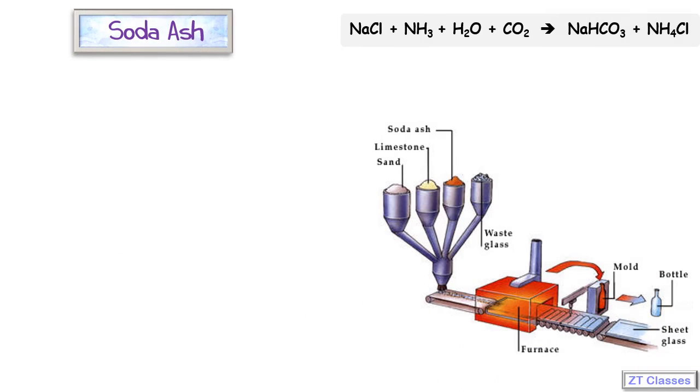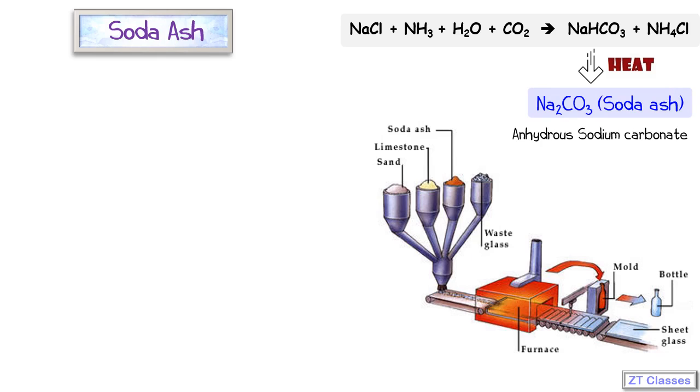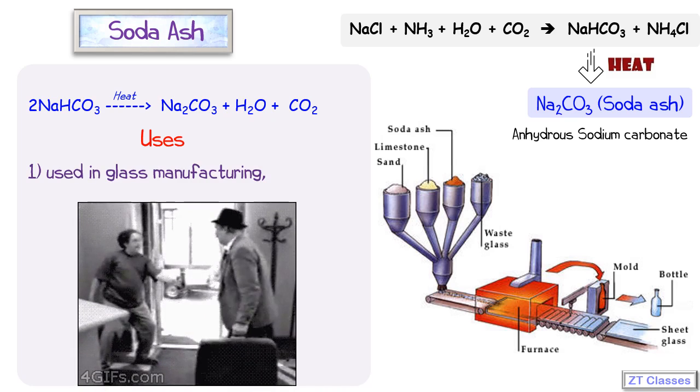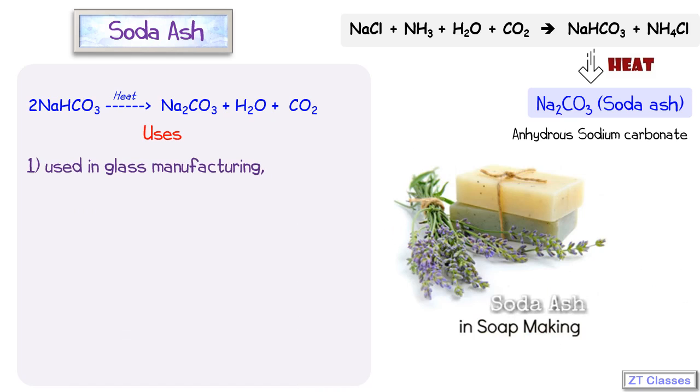Sodium bicarbonate, that is baking soda, when we heat it, we get sodium carbonate, which is also called soda ash. Here the water of crystallization is missing, so we also call it anhydrous sodium carbonate. This reaction is to produce soda ash from sodium bicarbonate. Its primary use is to manufacture glass. Soda ash is also used extensively in manufacturing soaps and detergents. We will see this in detail in the chapter Carbon and its Compounds.